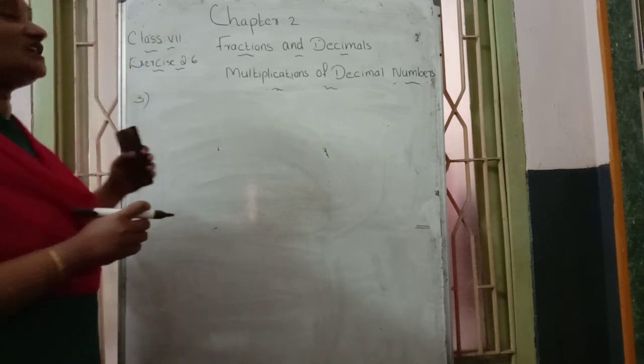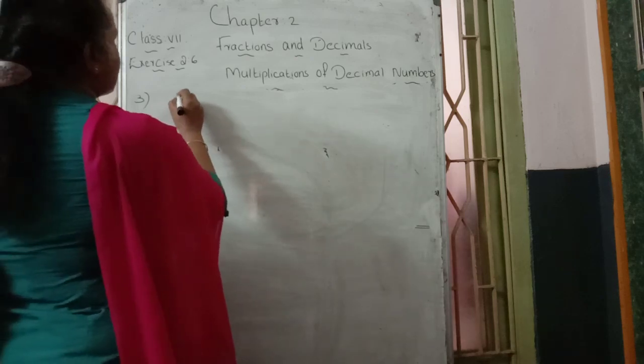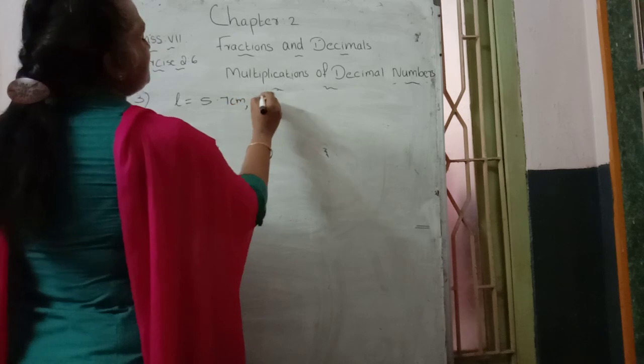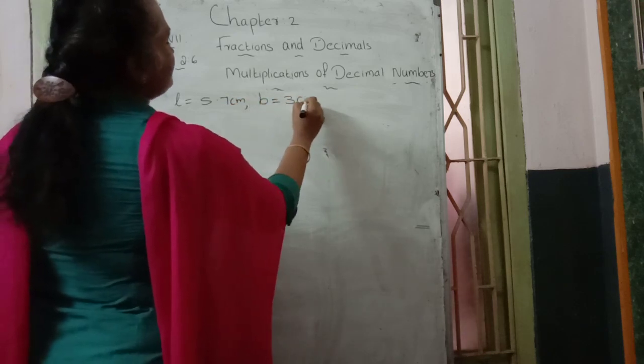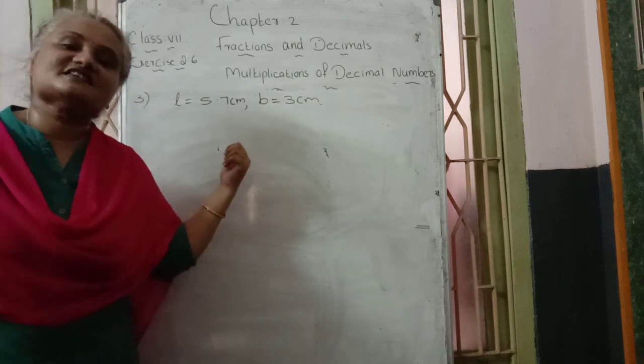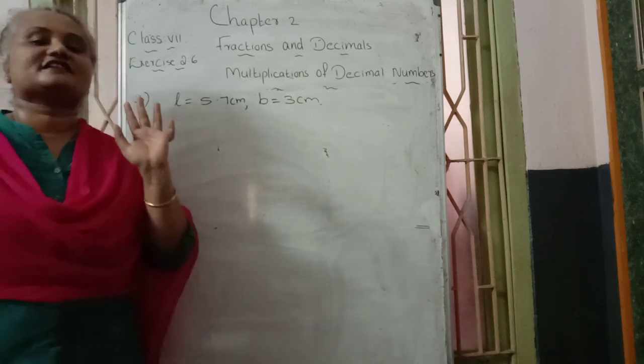Find the area of the rectangle. Length is given as 5.7 centimeter, and breadth is given as 3 centimeter. In this way they have given us a problem: find the area of this rectangle. It is just a word problem.